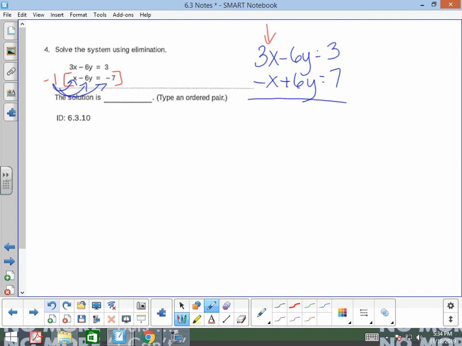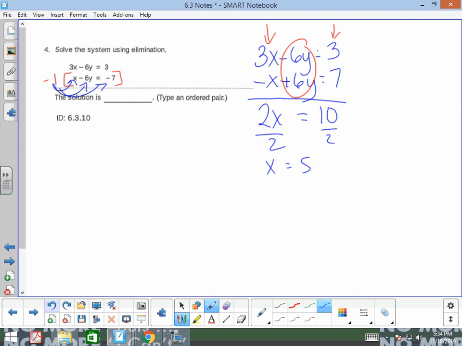So add the 3x and the negative x. This is going to become 0. Then add the 3 and the 7. And now we can solve for x.